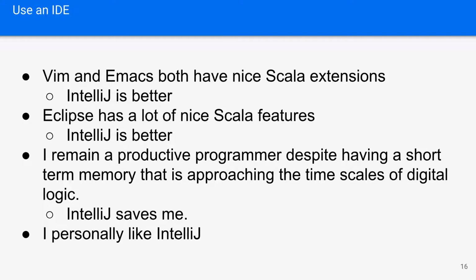All right, I'm going to say it. Use an IDE. Vim and Emacs both have very nice Scala extensions. IntelliJ is better. Eclipse has a lot of nice Scala features, some pretty powerful ones. IntelliJ is still better. I assert that I remain a productive programmer. My short-term memory is vanishing, but because of IntelliJ and the ease with which I can discover the methods on objects, the origin of various types that I'm using, and go straight to the source, it keeps me functioning.